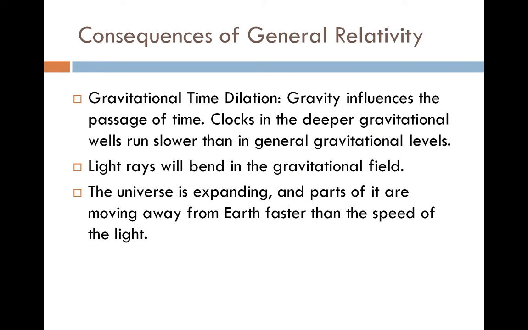Consequences of general relativity. Gravitational time dilation: gravity influences the passage of time. Clocks in deeper gravitational wells run slower than at a higher gravitational level. Light rays will bend in a gravitational field. The universe is expanding, and parts of it are moving away from Earth faster than the speed of light.